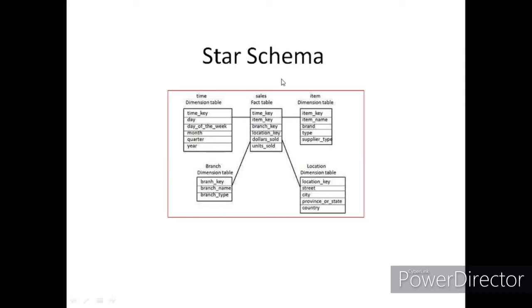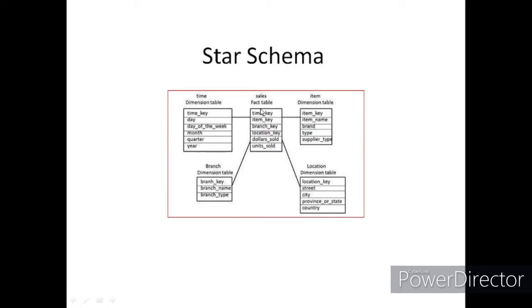The star schema is an important and simple database designing technique for OLAP systems. Each dimension in a star schema is represented with a table. This dimension table contains the set of attributes. The diagram shows the sales data of a company with respect to the four dimensions: time, item, branch, and location. There is a fact table at the center.